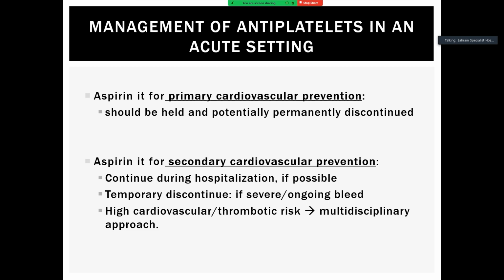Regarding aspirin, if the patient presented with a bleed and it was used for primary prophylaxis, we need to permanently discontinue the aspirin in these patients. While if it's used for secondary prevention and the patient is presenting with severe ongoing bleed, we need to temporarily discontinue it, but in consultation with a multidisciplinary team, considering the risk of cardiovascular events and thrombosis.